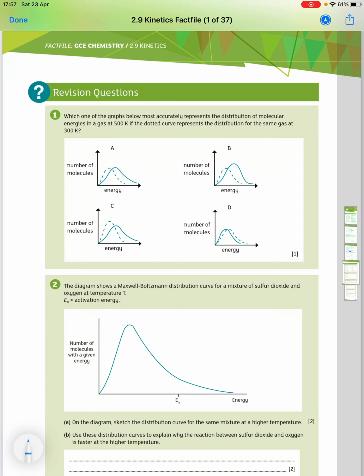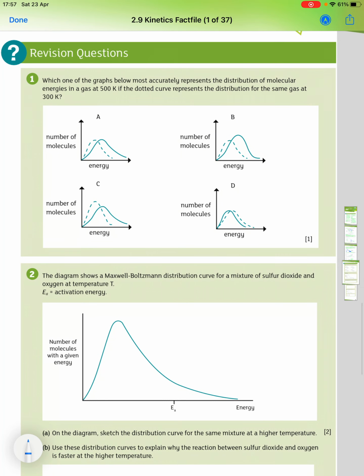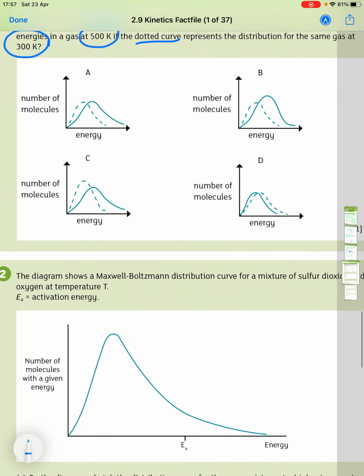These are the answers for the 2.9 Kinetics Fact File. Question 1. Which one of the graphs below most accurately represents the distribution of molecular energies in a gas at 500 Kelvin if the dotted curve represents the distribution for the same gas at 300 Kelvin?